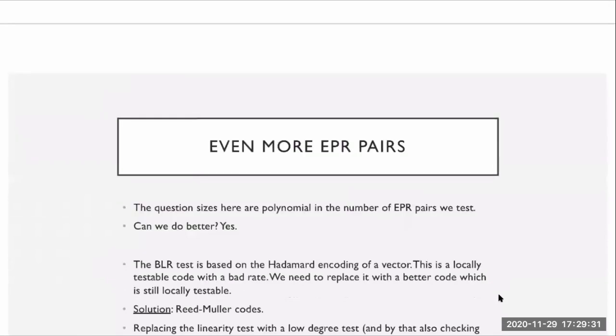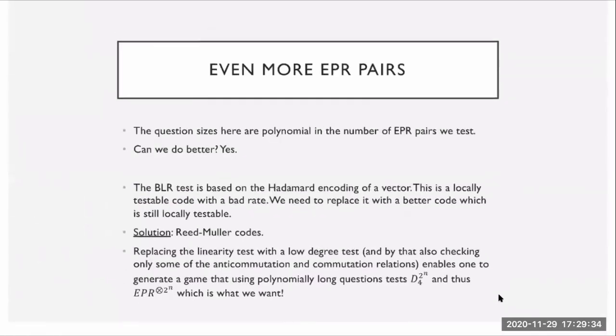As I said, now I want to give you the feeling of how you go from a polynomial amount of EPR pairs to exponentially many. This is using error correcting codes. So what is the BLR test? This part of the lecture is a bit for experts. I know that at least half of you know what the BLR test is.